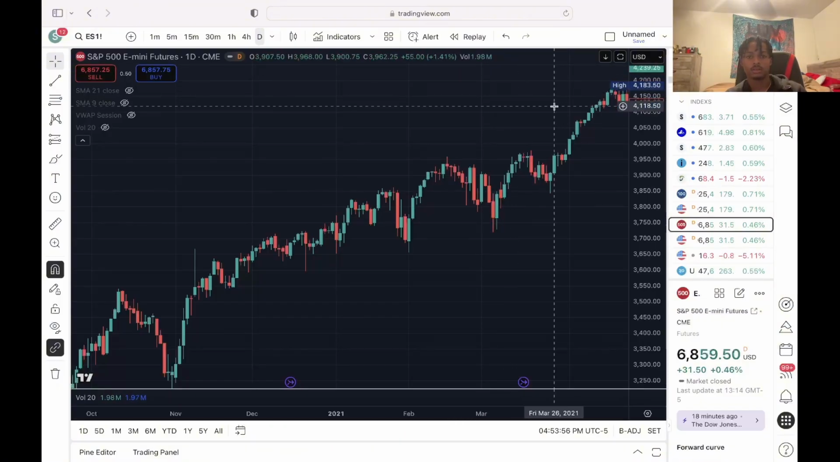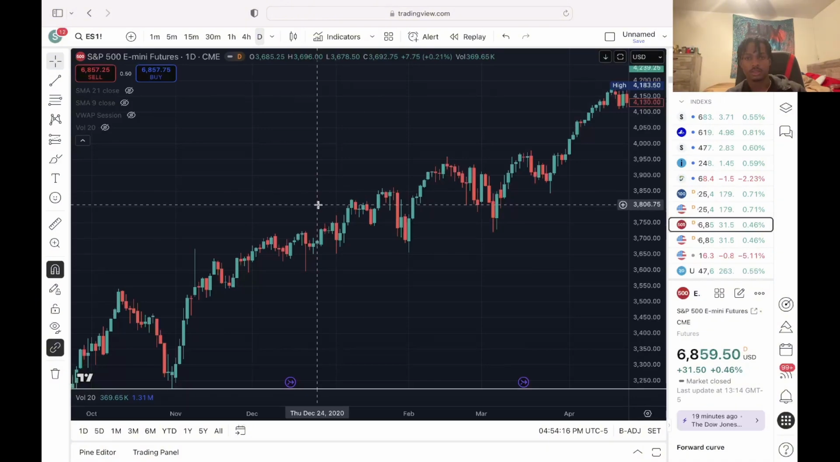So right here, we see on this candle 1.98 million volume. But if we look, let me see if I can find a good one. Right here on this little candlestick, it's only 369,000 volume. And look at this difference in size of this tiny candle versus that super fat one.